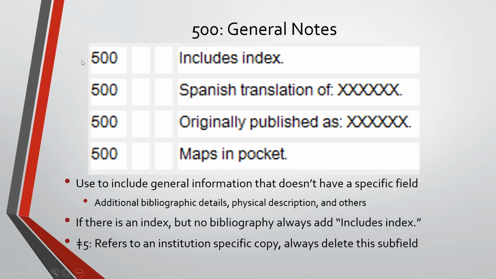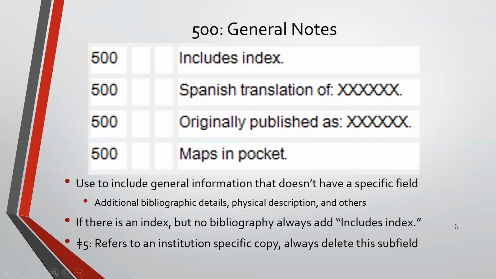Again, back in the fixed fields, we entered index as 1, so it has an index, so we'll enter includes index. Some 500 notes you might find useful are Spanish translation of, and then the original Spanish language title, originally published as, and then if it had a different title when it was originally published, maps in pocket, anything like that you see referring that you might think is useful.